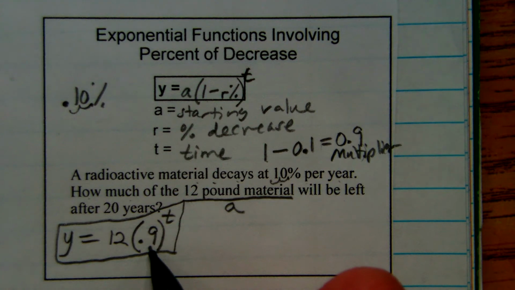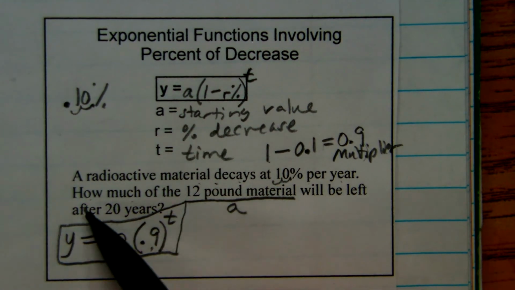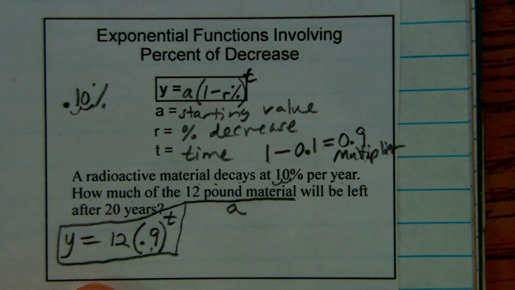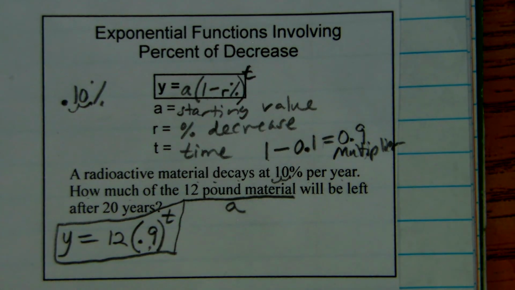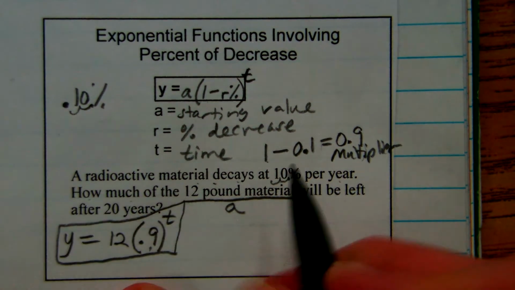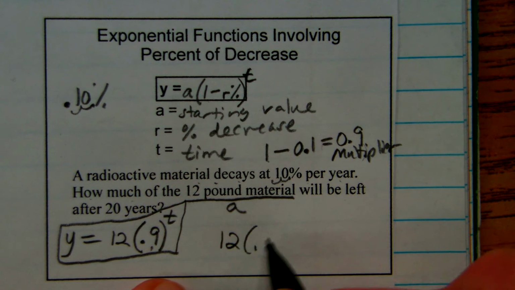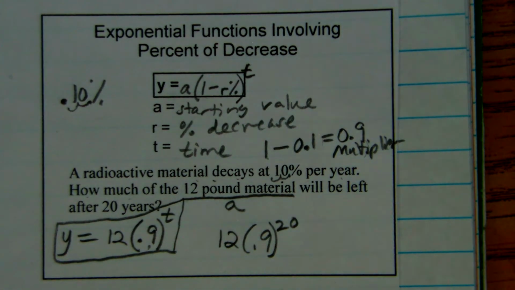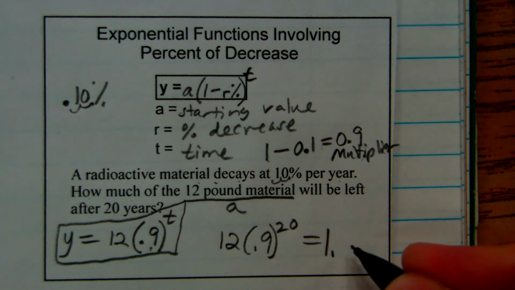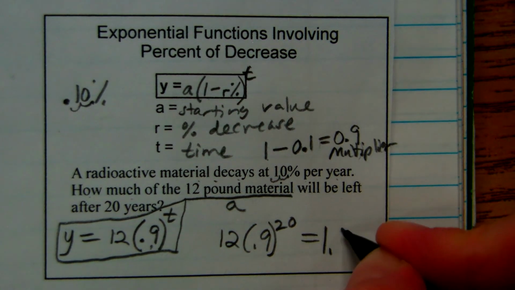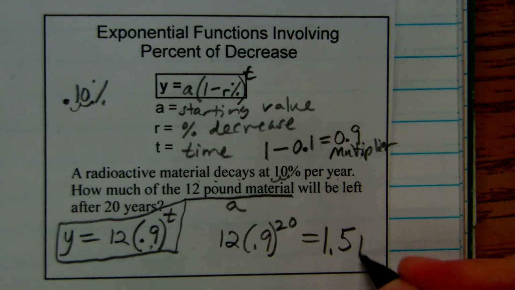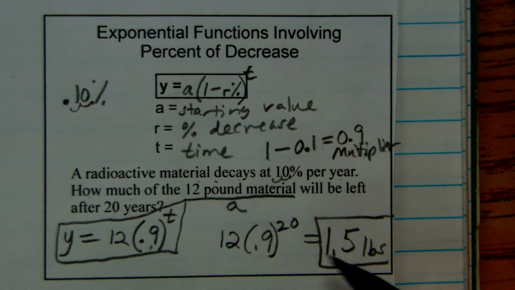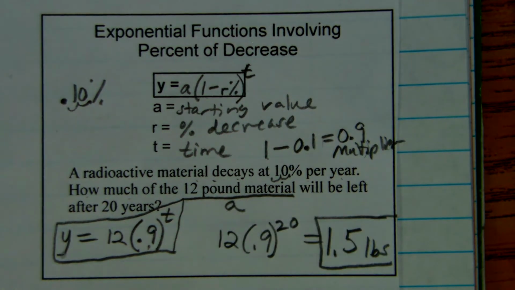Okay? So then, to figure out how much is left after 20 years, instead of doing the table like we did on those growth and decay things before, I can just take 20 and put it into this. 12 times 0.9 to the 20th. 1.458919. So 1.458. So I'm just going to round that off to about 1.5. So 1.5 pounds is still radioactive after 20 years, which isn't very much if you consider you started with 12 pounds.